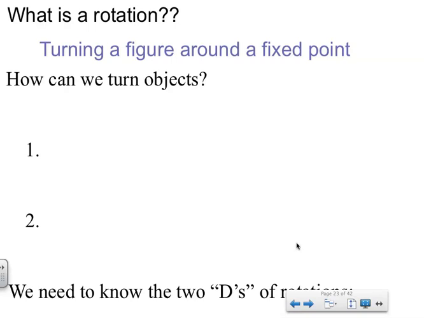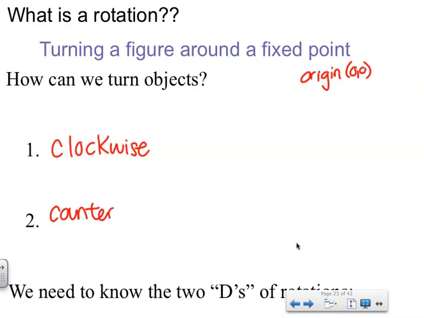So what is a rotation? Rotation is when you turn a figure around a fixed point, and we're only going to be dealing with turning things around the origin, which is the center of a 0, 0. Okay? So you've learned how we can turn objects. There are two ways. One way is clockwise, and then the other way is counterclockwise. Again, you might see counterclockwise abbreviated CCW, and clockwise would be CW.